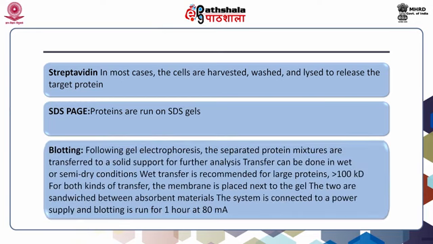After electrophoresis, these proteins are transferred from the gel to a nitrocellulose membrane in a wet or semi-dry condition. For both kinds of transfer, the membrane is placed next to the gel. The two are sandwiched between absorbent material. The system is connected to a power supply and blotting is run for 1 hour.